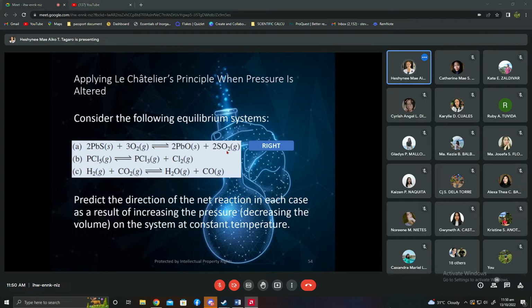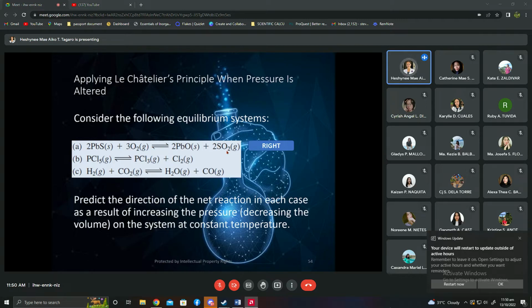Lantawanin nyo da. We have 1 mole of PCl5, 1 mole of PCl3, and 1 mole of chlorine. So sa inyong product side, we have 2 moles of the product versus 1 mole of the reactant. Sa diin ay nga side ma-shift? Sa left side, ma'am. Okay, very good.